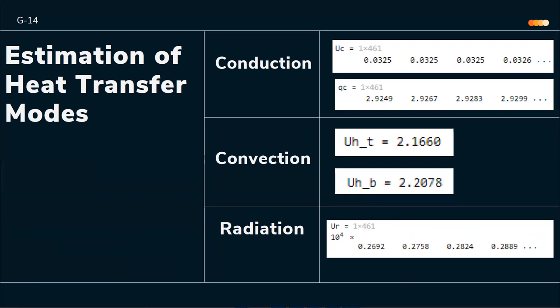For varying values of the total number of layers in MLI, we observe the following range of values of the reciprocal of conductive resistance, given by UC. Values of heat transfer by conduction are shown by QC.